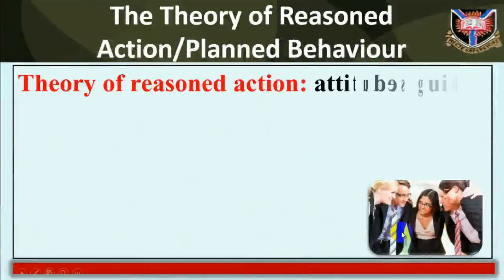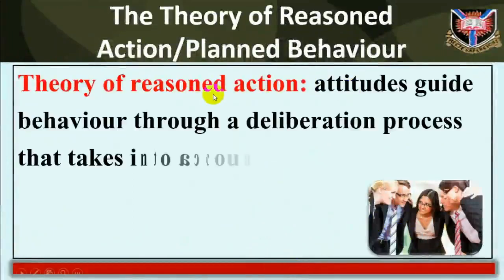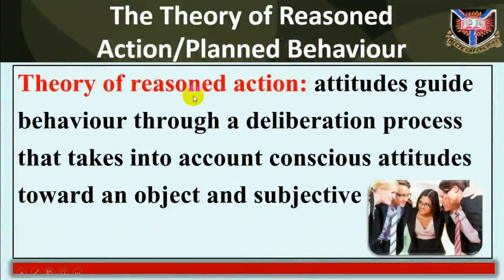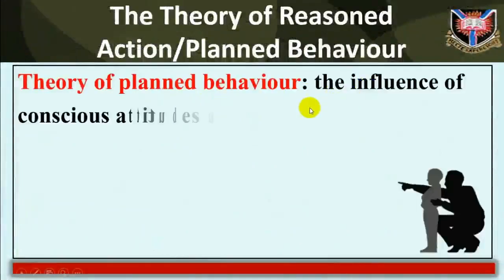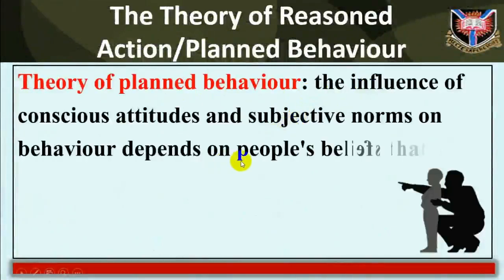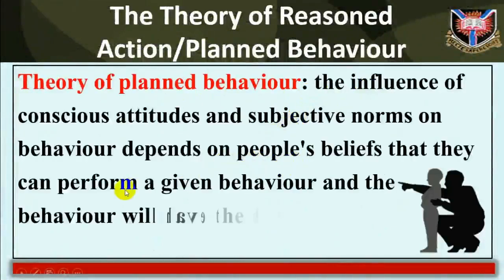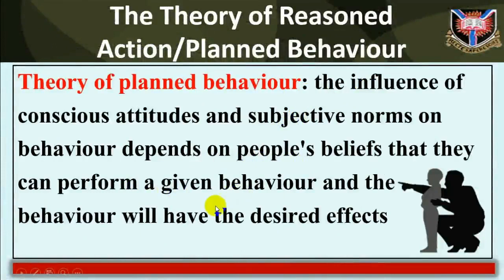The theory of reasoned action and planned behavior. The theory of reasoned action maintains that attitudes guide behavior through a deliberation process that takes into account conscious attitudes toward an object and subjective norms. The theory of planned behavior maintains that the influence of conscious attitudes and subjective norms on behavior depends on people's beliefs that they can perform a given behavior and the behavior will have the desired effects.